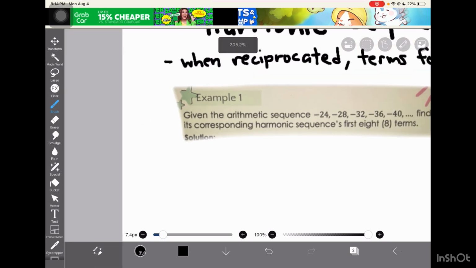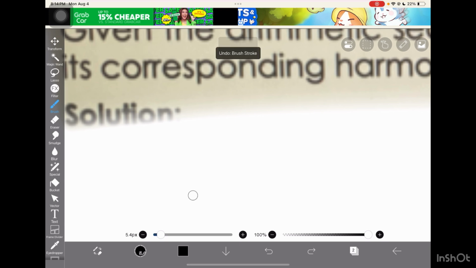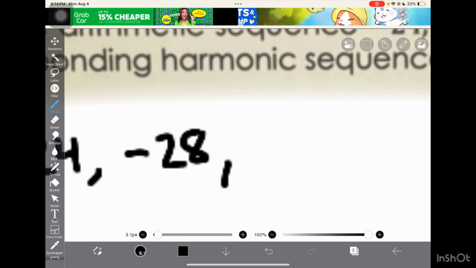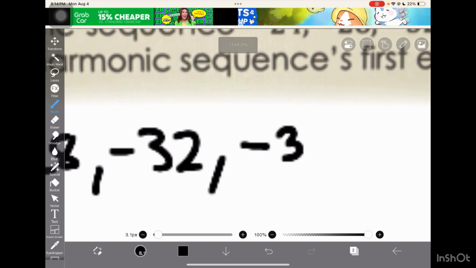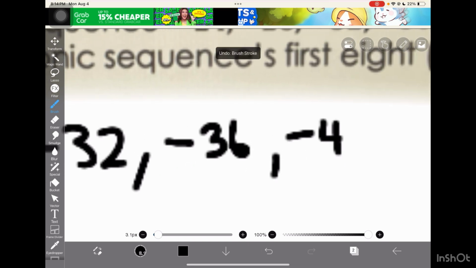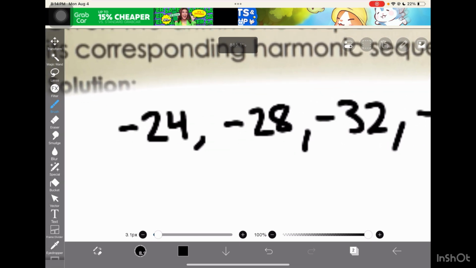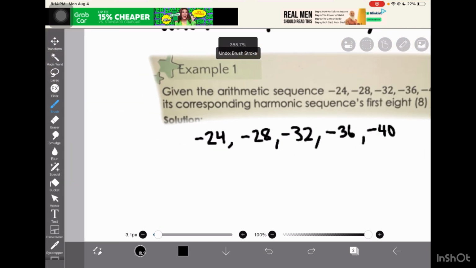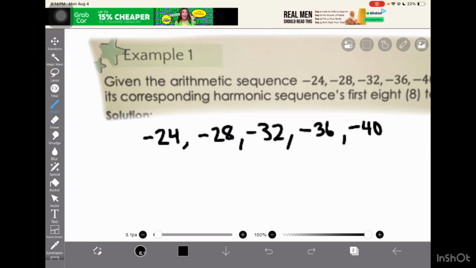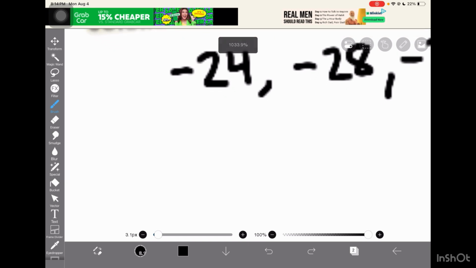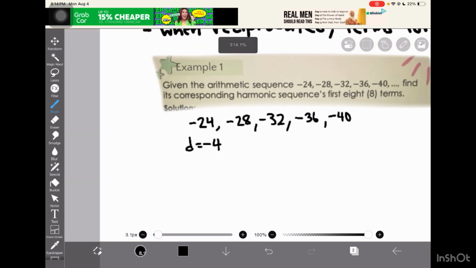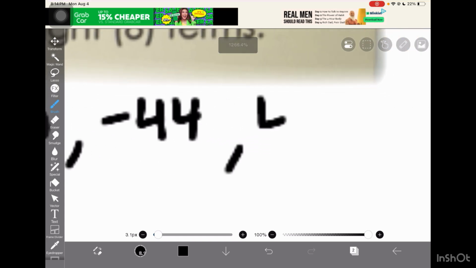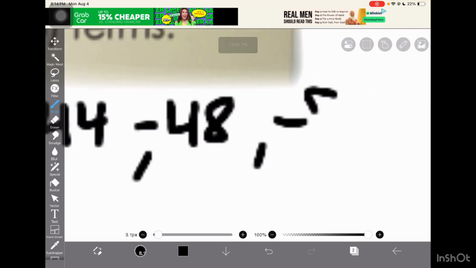So let's complete the first 8 terms of this arithmetic sequence. So we got negative 24, negative 28, negative 32, negative 36, and negative 40. So let's find the common difference. So it's just negative 28 minus negative 24. So that's just 4. Right? No, negative 4. Sorry, negative 4. So the common difference is negative 4. So let's keep adding negative 4 here. So that's going to be negative 44, negative 48, and then negative 52.